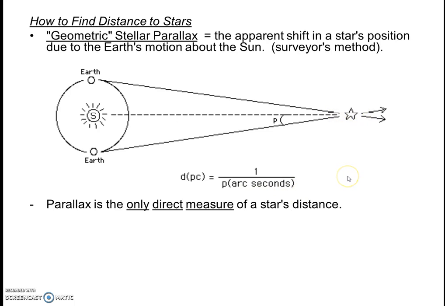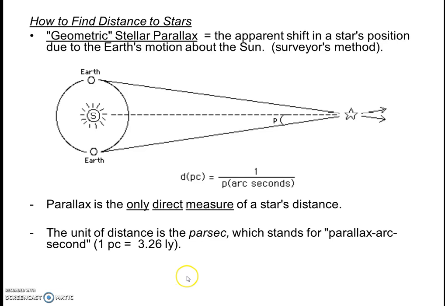Okay, parallax is the only direct measure of a star's distance. There is no other way to directly measure a star's distance. Okay. This unit of distance called the parsec is one of my pet peeves because I think astronomers were just very lazy in figuring out the parsec. 1 parsec is equal to roughly 3 1/4 light years. So basically, if they took this equation and put 3.26 on top, the distance would have been in light years, which is a much more conceptually meaningful unit of distance.